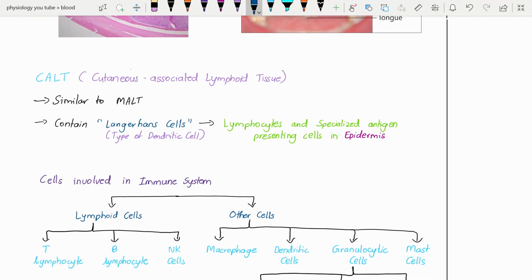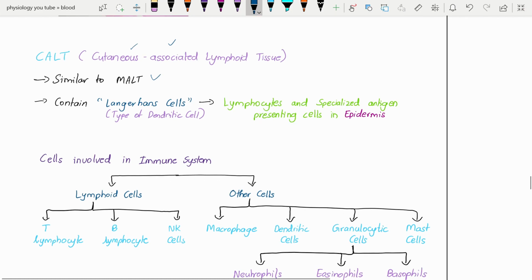CALT, that is cutaneous associated lymphoid tissue, is similar to the MALT, and it contains Langerhans cells. These are certain types of dendritic cells. These are actually lymphocytes and specialized antigen presenting cells that are present in the epidermis.